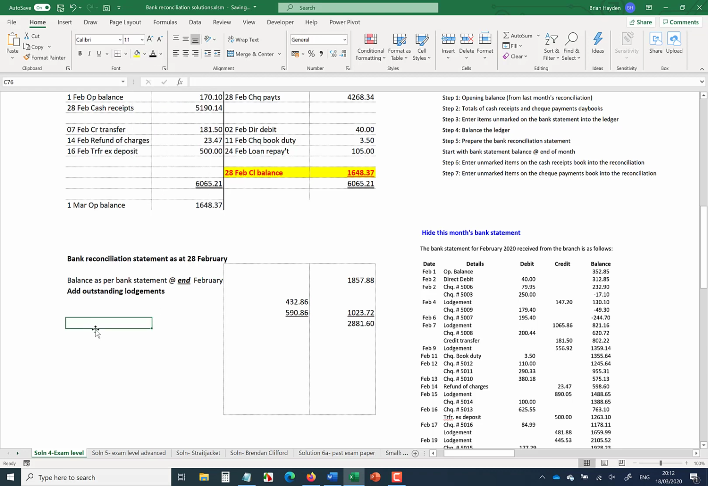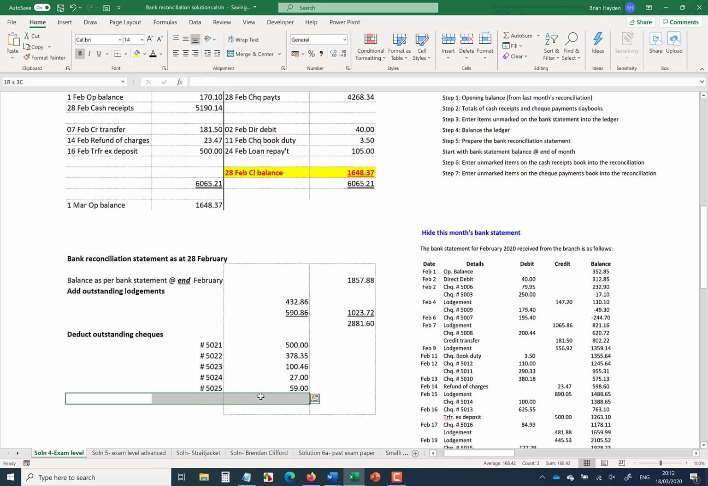And then we've got to deduct checks that haven't yet gone through. There are a number of these, 5021 through to 5026. These ones here were the unmarked items on the check payments book, and the total of those is deducted, and we end up with the balance at the end matching the ledger balance, 1648 here and 1648 here. And that's how you do bank reconciliations.